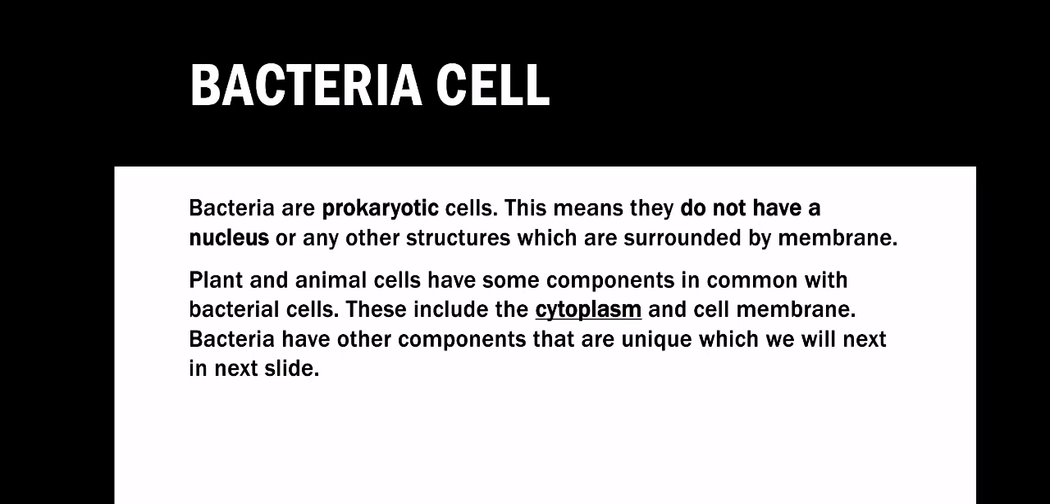And if you want to write any other structures which are surrounded by membrane, you can remember this, but the main point you need to get is that they do not have a nucleus. So repeat with me: bacteria cells are prokaryotic cells and they don't have a nucleus. Now plant and animal cells have some components in common with bacterial cells. This includes the cytoplasm and cell membrane. Bacteria cells have other components that are unique, which we will see in the next slide.